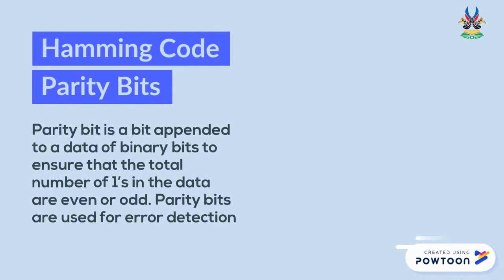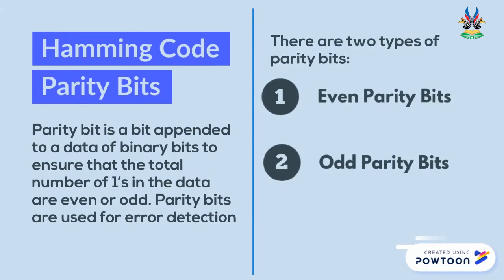Parity bits. A parity bit is a bit appended to a data of binary bits to ensure that the total number of ones in the data is even or odd. Parity bits are used for error detection. There are two types of parity bits.